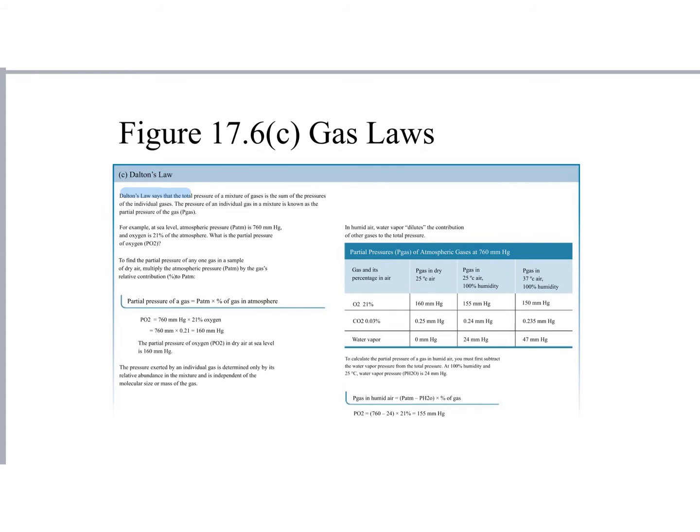Dalton's law says that the total pressure of a mixture of gases is the sum of the pressures of the individual gases. The pressure of an individual gas in the mixture is known as the partial pressure of the gas. In other words, if they give you the gases that are in a mixture, then according to Dalton's law, each partial pressure of these gases should add up to 100%.